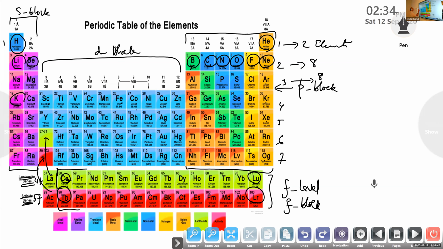Say 1, 2, 3, 4, 5, 6, 7, 8, 9, 10, 11, 12, 13, 14, 15, 16, 17, 18. There are 18 elements. In the fourth period, there are 18 elements. Similarly, you come to the fifth period. There are 18 elements.